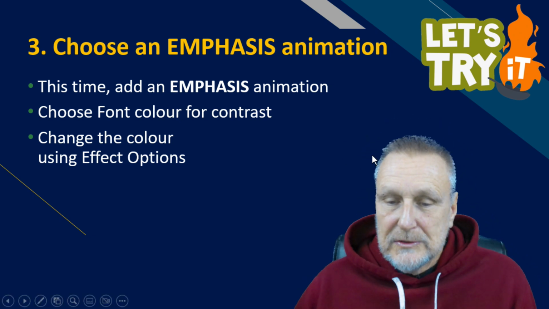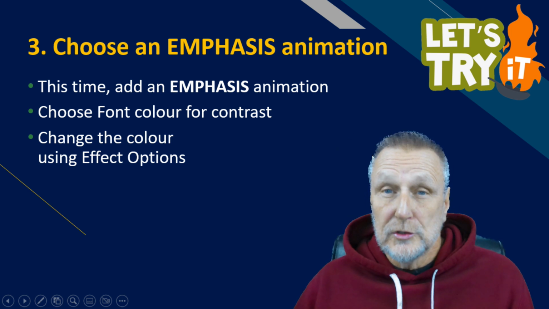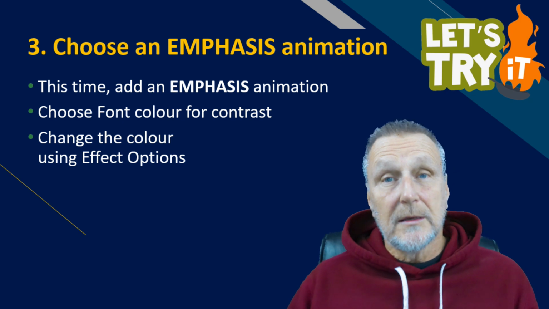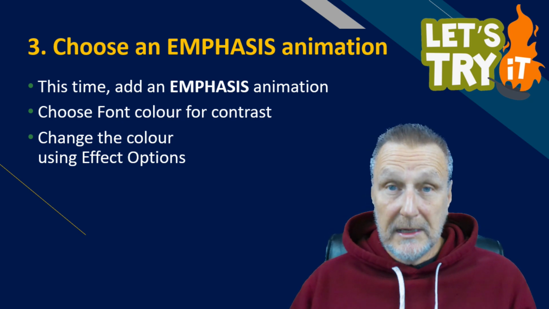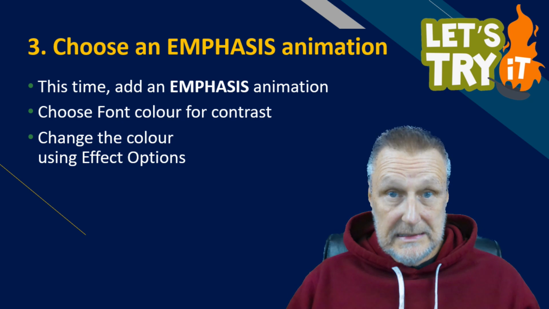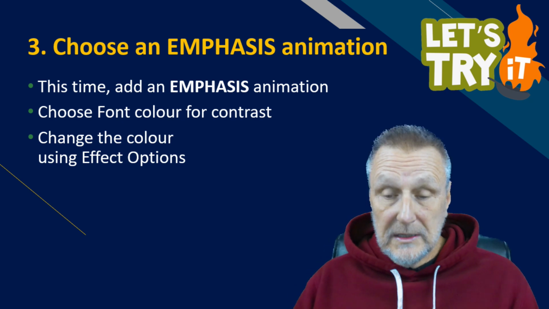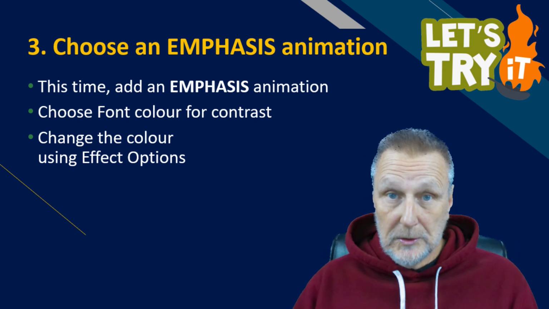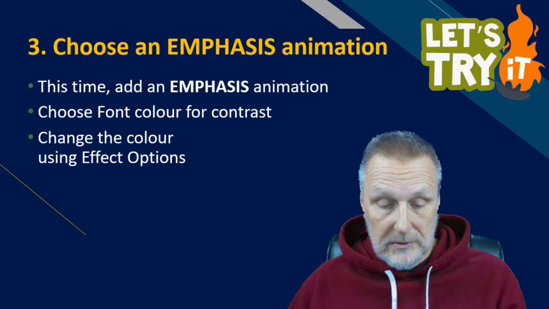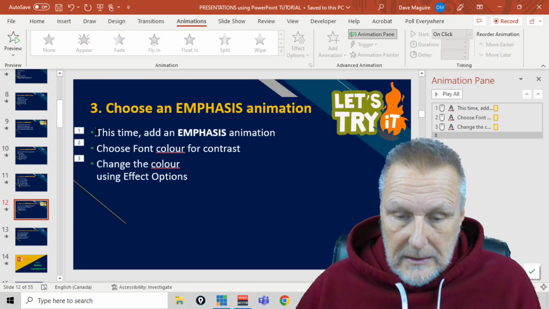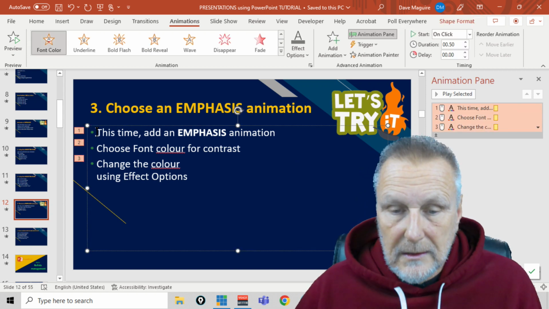Okay, so now we're going to learn how to choose an emphasis animation. We only want to learn the emphasis animation before we combine it with an entrance to get that effect of every time we bring in a new bullet, the previous bullet is de-emphasized. To do that, we need to add an emphasis. So all we're going to do in this stage is just learn how to add an emphasis animation. So again, I'm going to leave my presentation. See here, I've already got a few added.